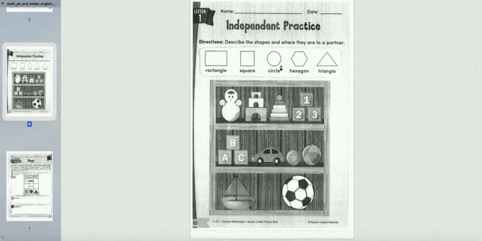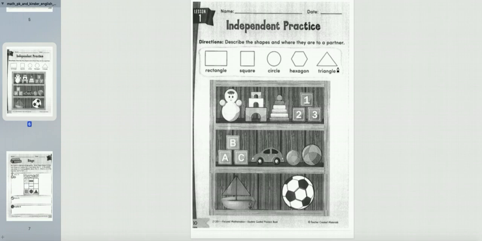Our next shape is a hexagon. Can you find a hexagon? Yes, here in the soccer ball you can find some hexagons. Can you describe the location of the hexagon? Yes, the hexagon is beside the triangle, or you can say beside the boat.